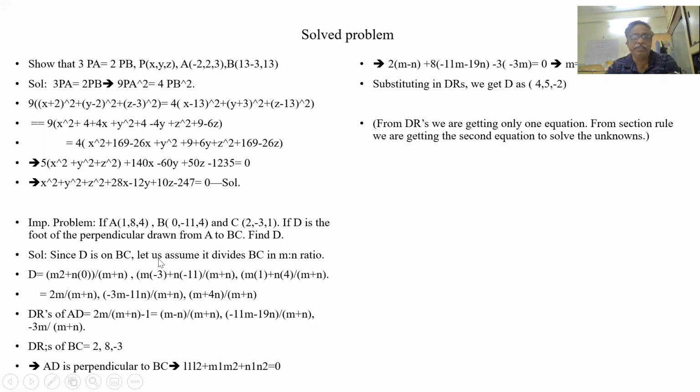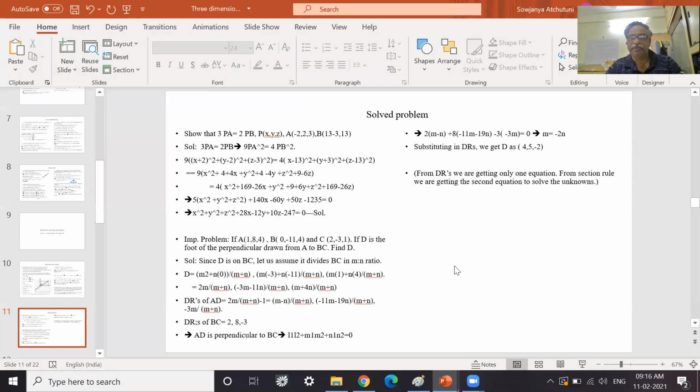Okay. Now let us see another problem. A, B, C, 3 points are given. If D is the foot of perpendicular drawn from A to BC, suppose ABC triangle is there. From A we have drawn a perpendicular to BC, find D. Let us see.